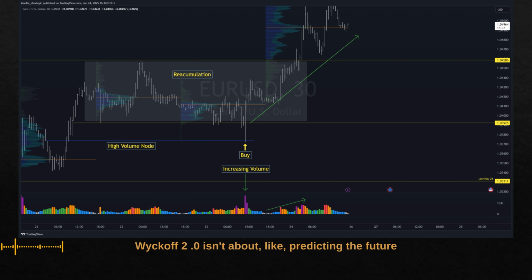Precisely. Wyckoff 2.0 isn't about predicting the future perfectly. It's about probabilities and having a game plan for different things that could happen. Okay, this is a lot, but I'm seeing how powerful this is. Good. It's like we went from walking around blindfolded to having this high-tech map and compass. Exactly.